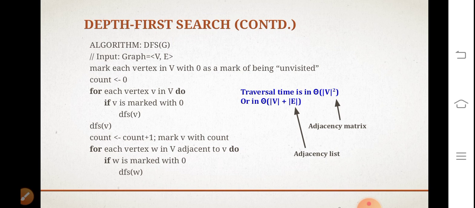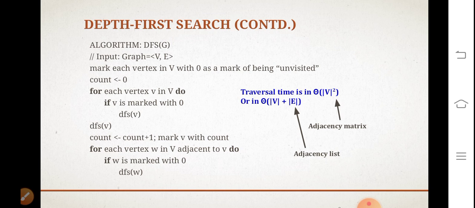So here we have the pseudocode of this depth first search algorithm. We have a method dfs that takes G as an argument. It implements a depth first search traversal of a given graph, and the input we pass to this algorithm is a graph G, that is, with vertices and edges V, E. The output is graph G with its vertices marked with consecutive integers in the order they are first encountered by the DFS traversal, and we mark each vertex in V with 0 as a mark of being unvisited.